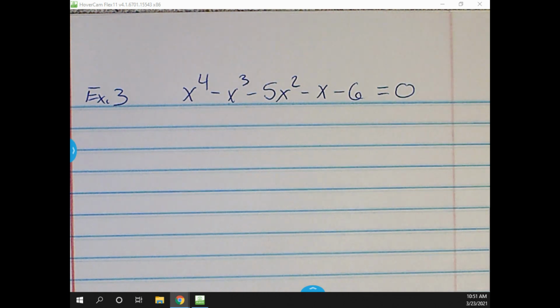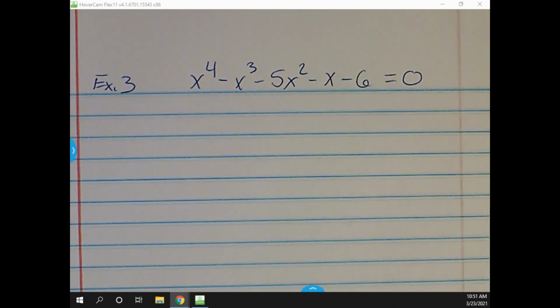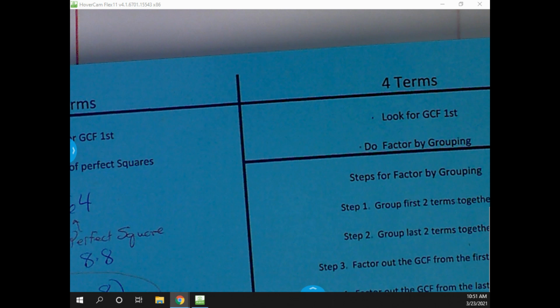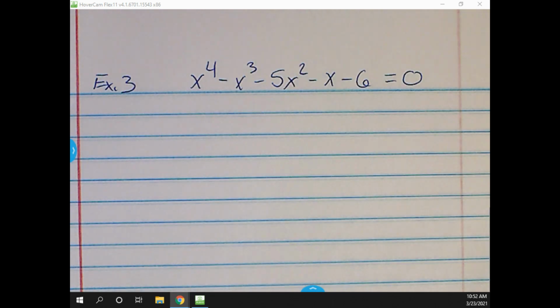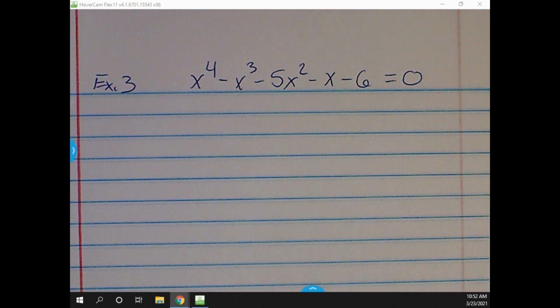So we got x to the fourth minus x to the third minus 5x squared minus x minus 6 equals 0. All right, it's 5 terms. We don't have anything on the list to do 5 terms. We have 2 terms and 4 terms and 3 terms. So, from our factoring list, this is off the charts because it's 5 terms. We don't have anything for this.